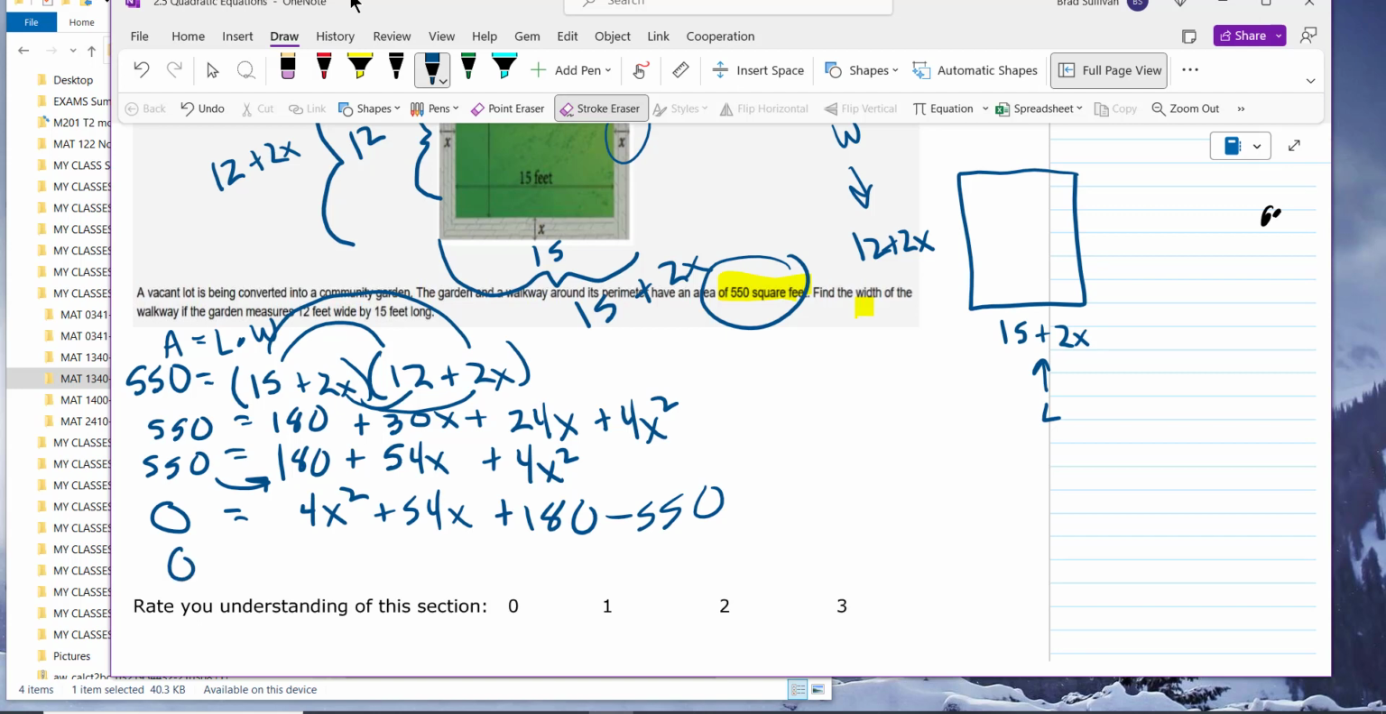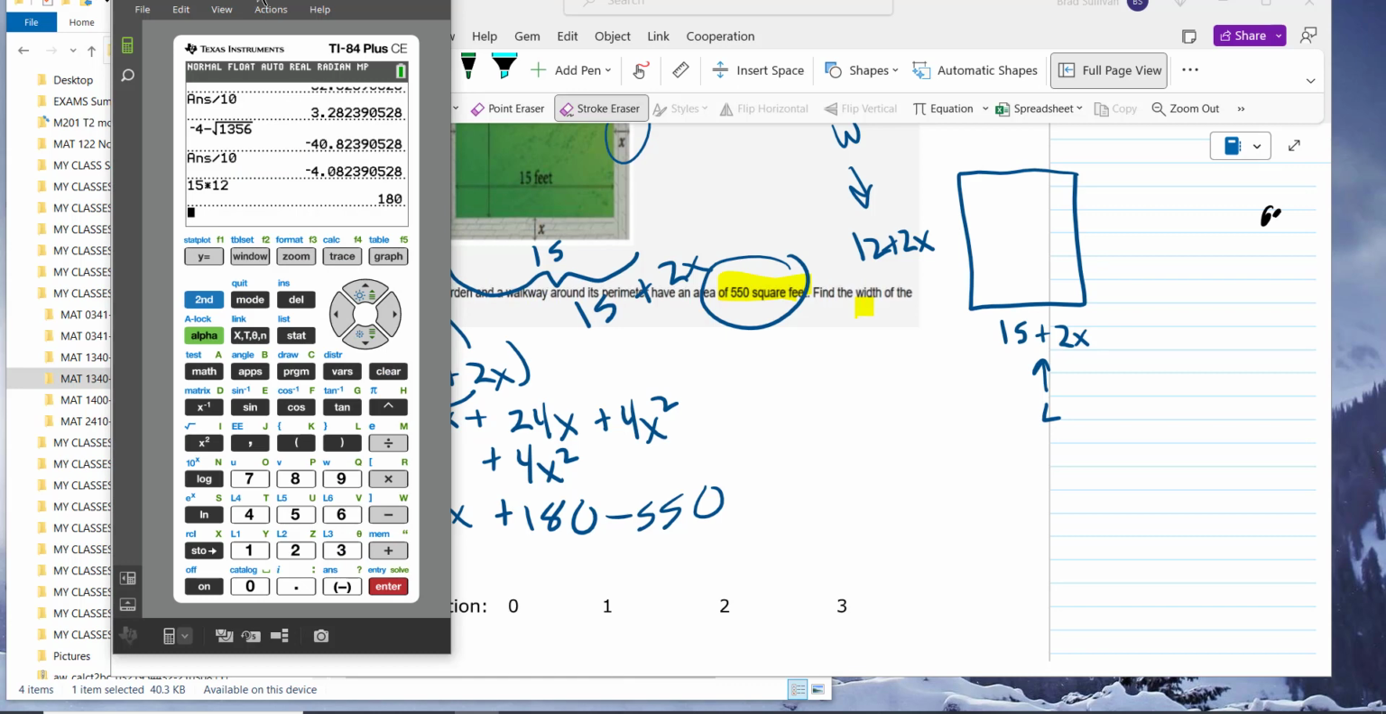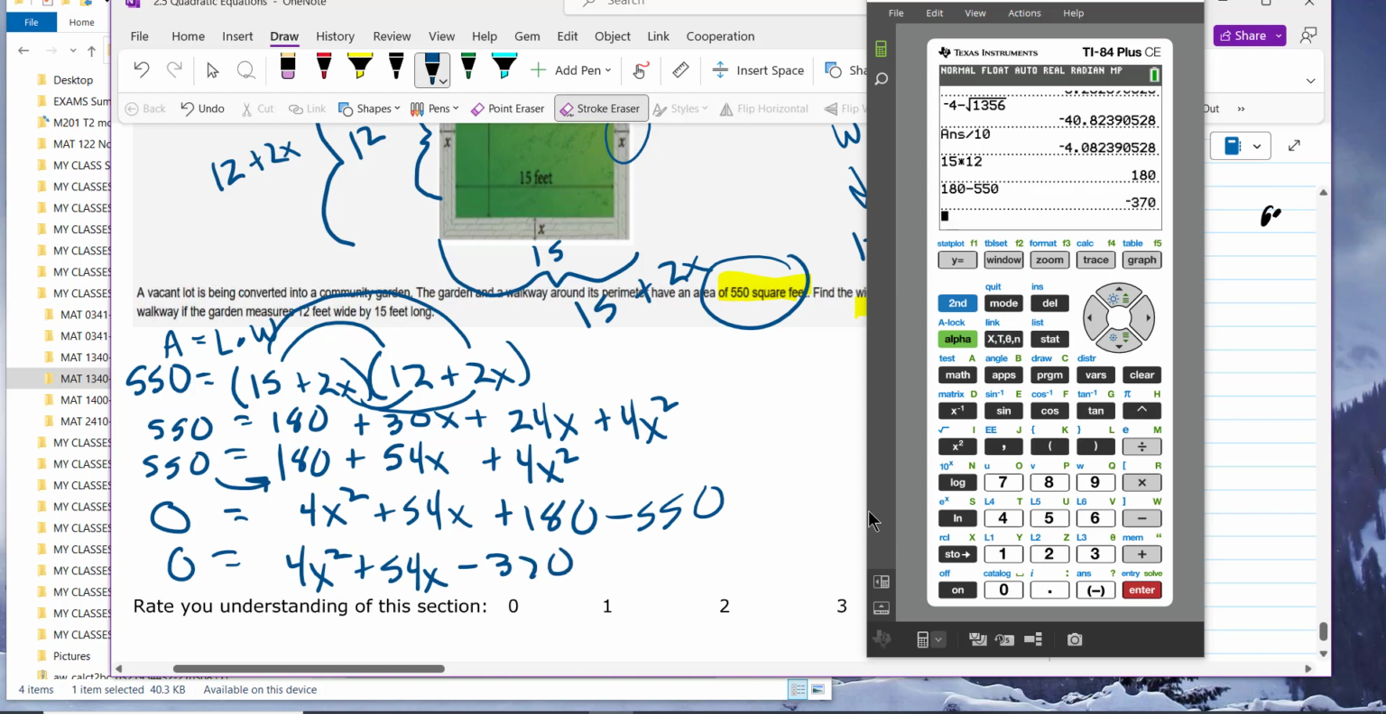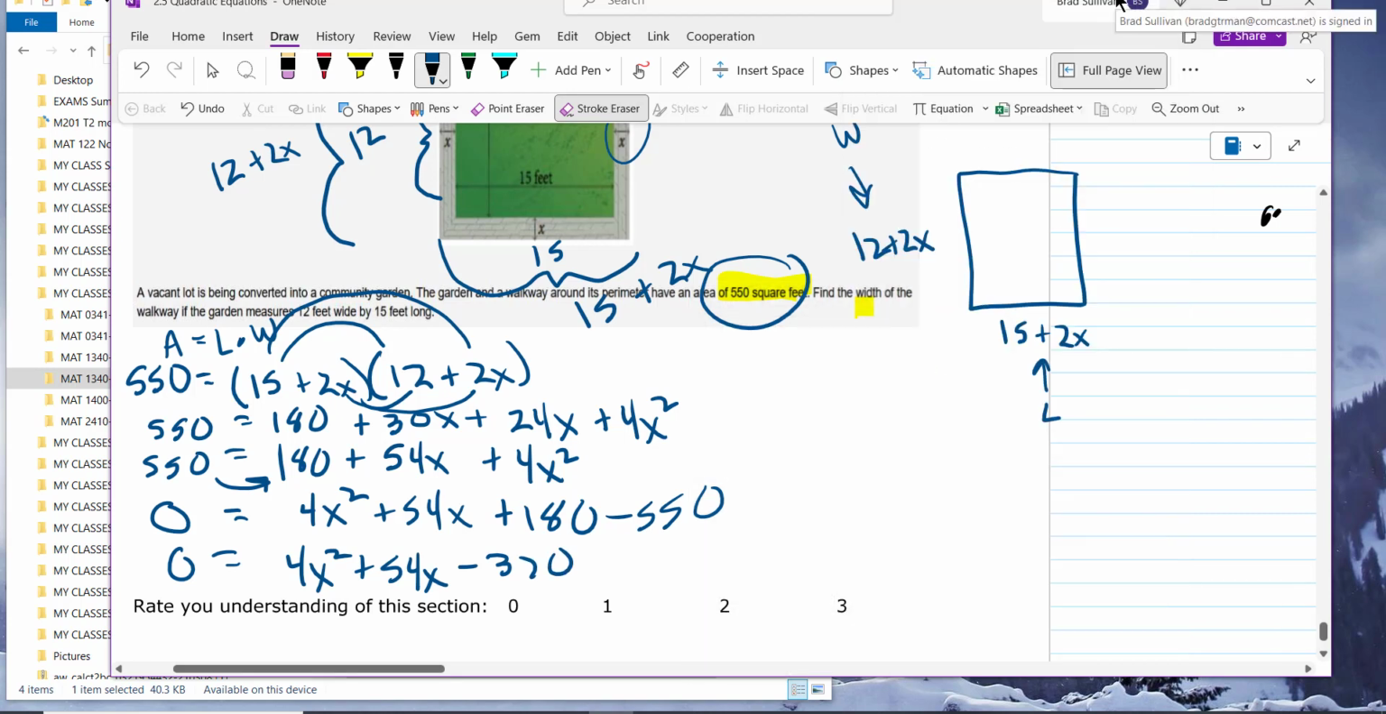So this is going to give 0 equals 4x squared plus 54x. And then I'll just take the calculator to do the next piece. So that's 180 minus 550. And that will be minus 370, like that. Okay. Everybody confident in what I'm doing? Okay. Now, you could factor it, or you could go to the quadratic formula. Which would you rather do? Quadratic formula, the reason I'd rather do is because the numbers are big, right? Okay. So we're just going to plug this in.